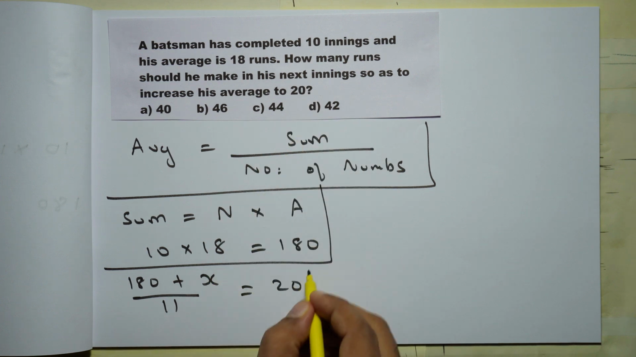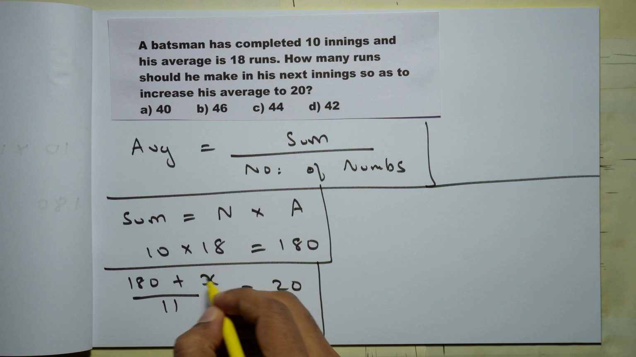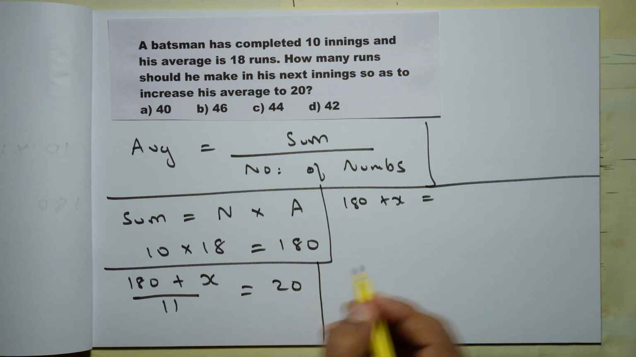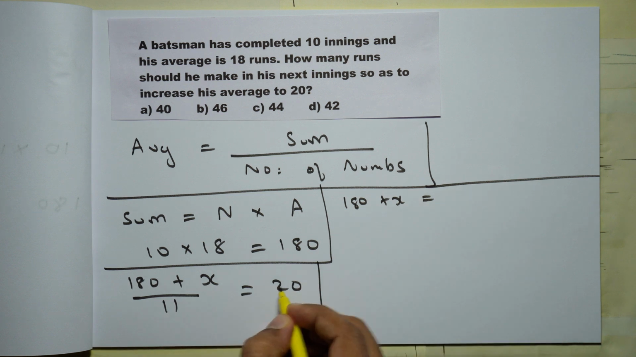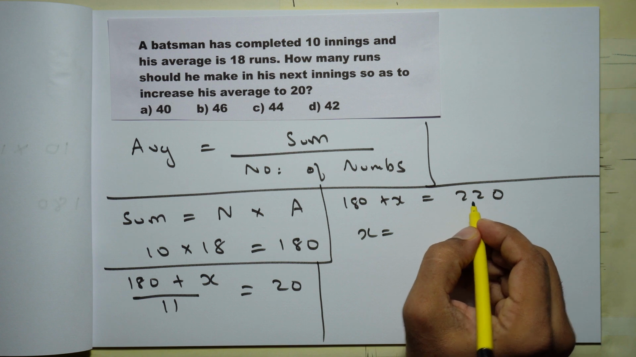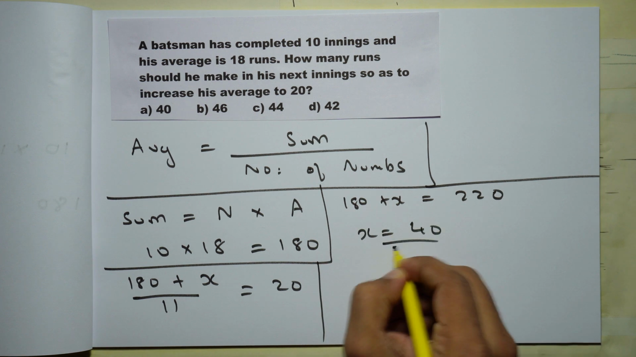So we'll just solve this. We'll just calculate the value of X. So 180 plus X is equal to 11 into 20. 11 into 2 is 22, into 10 is 220. So you will get X as 220 minus 180, X is equal to 40.